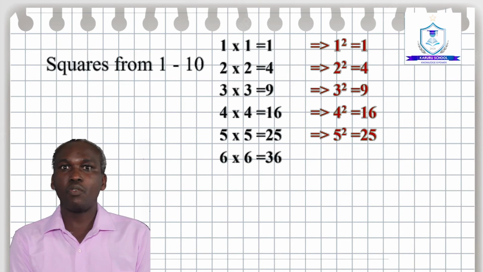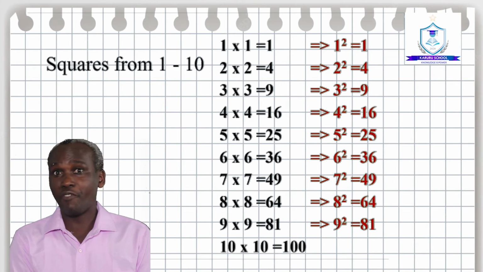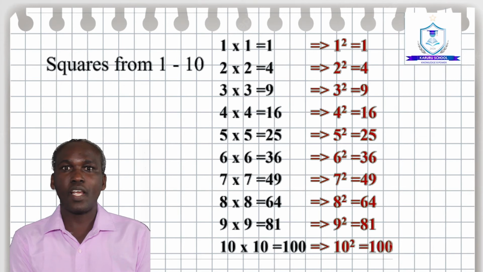6 times 6 equals 36. This implies that 6 squared equals 36. 7 times 7 equals 49. This implies that 7 squared equals 49. 8 times 8 equals 64. This implies that 8 squared equals 64. 9 times 9 equals 81. This implies that 9 squared equals 81. And then finally, 10 times 10 equals 100, which implies that 10 squared equals 100.